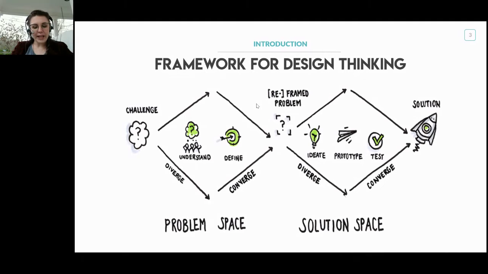But one of the more interesting things as part of that evolution was a study done at a university where someone took a group of designers and a group of science-minded students and gave them a challenge.